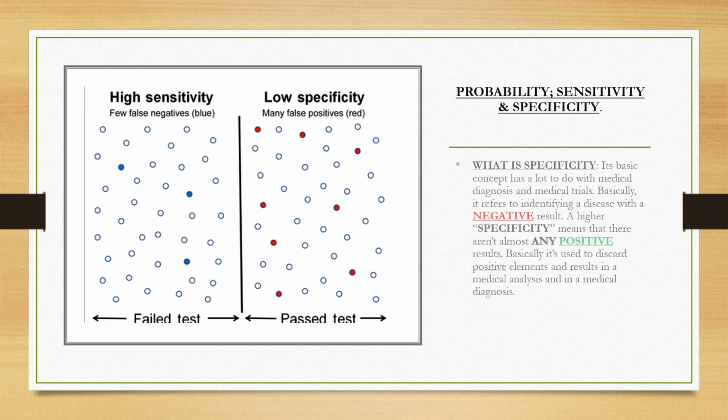For the other side, we have what is specificity. It is the same as sensitivity, but upside down, I guess. Its basic concept has a lot to do with medical diagnosis and medical trials as well. Basically, it refers to identifying a disease with a negative result, and a high specificity means that there are almost no positive results. So it's just inverted. It's used to discard positive elements and results in a medical analysis and diagnosis. A curious fact: it's also called the true negative rate.